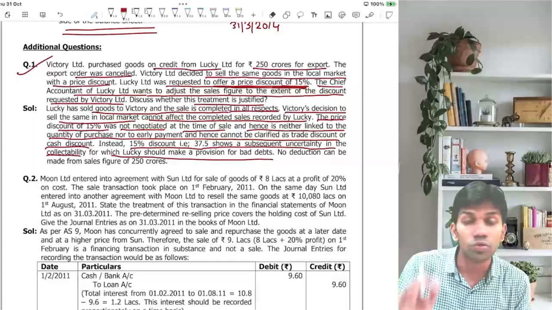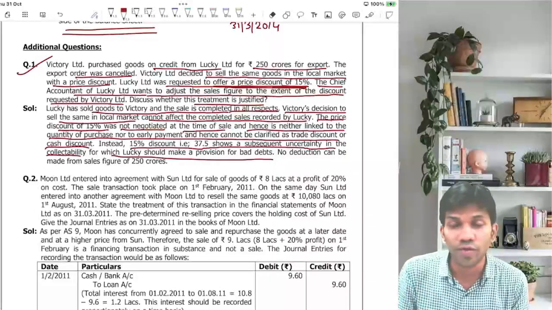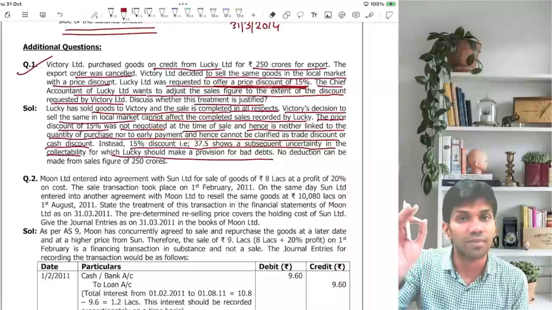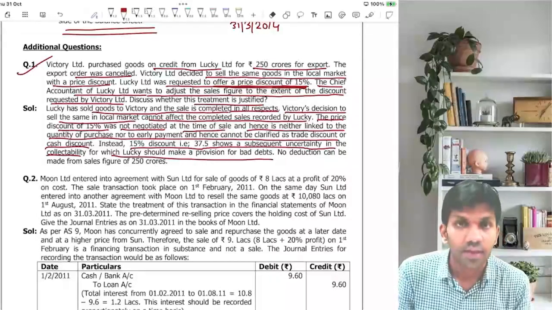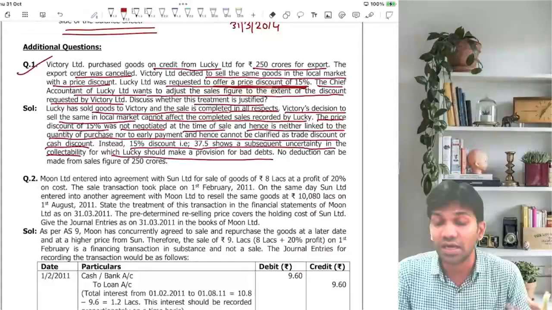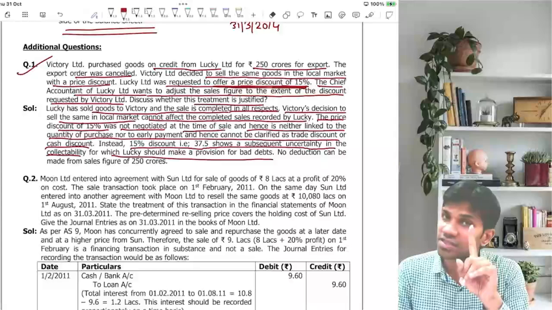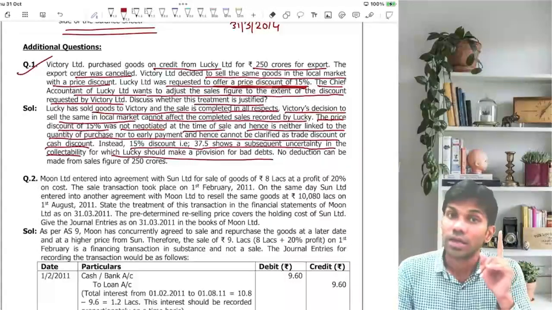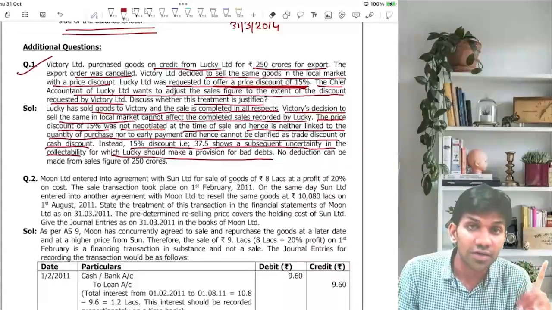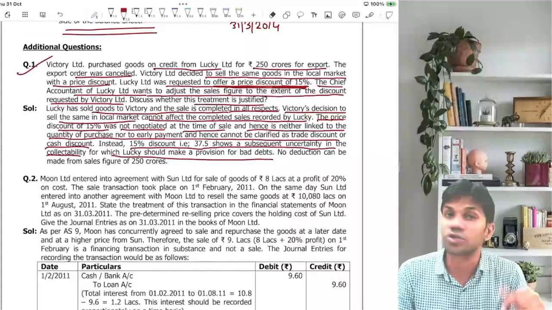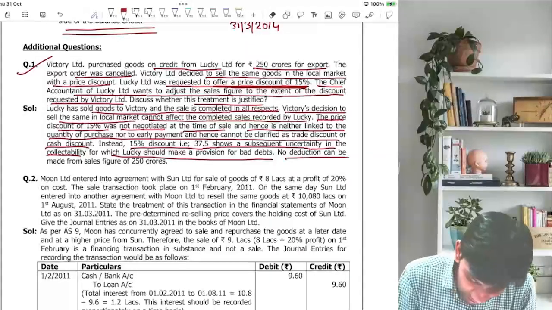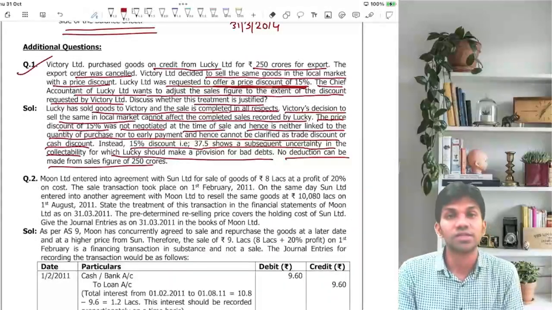So when Lucky Limited sold goods to Victory Limited, Lucky Limited must have recognized revenue of 250 crore. If Victory Limited subsequently asks for a discount, Lucky Limited cannot adjust the sales figure. First point is that. Instead, Lucky Limited should create a provision for bad debts or provision for discount. No deduction can be made from the sales figure of 250 crores.